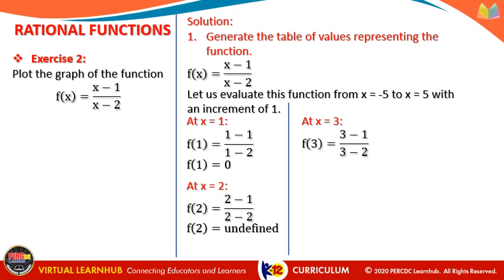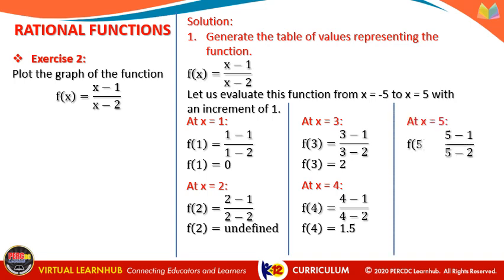Next, at x is 3, so f of 3 is equal to 3 minus 1 over 3 minus 2, which will give us 2. Next, at x is 4, you'll get 4 minus 1 over 4 minus 2, which will give us 1.5. And lastly, at x is 5, you'll get 5 minus 1 over 5 minus 2, giving us 1.33.